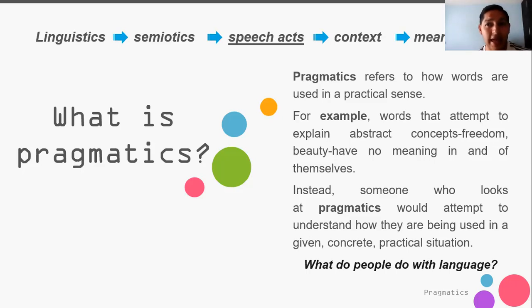So instead, someone who looks at pragmatics would attempt to understand how words are being used in context, in the practical sense. And the fundamental question for pragmatics would be: what do people do with language? How do they use it? What for? When, in which manner, etc.? Let's continue, okay?